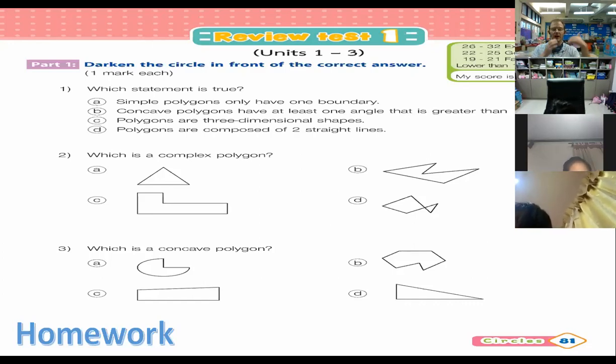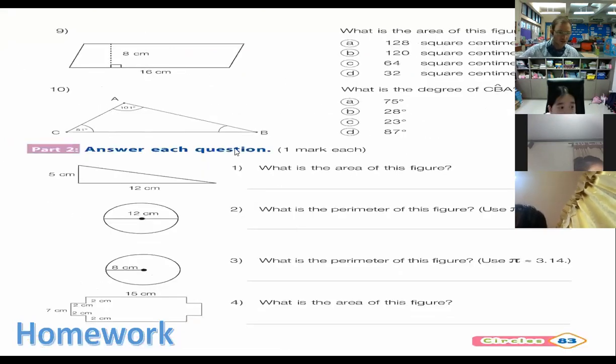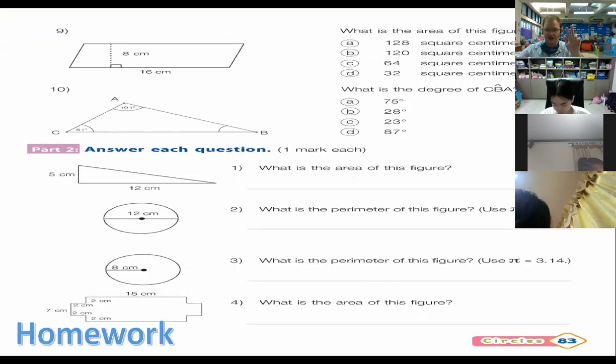We are getting to an age now where we are in our teenage years. We need to take a little bit more responsibility for our own actions. So, review test 1, part 1. A few pages, 1 and 2. And then I want us to do the first part of part 2. And that's it. So there's 3 pages, page 81, 82, 83.